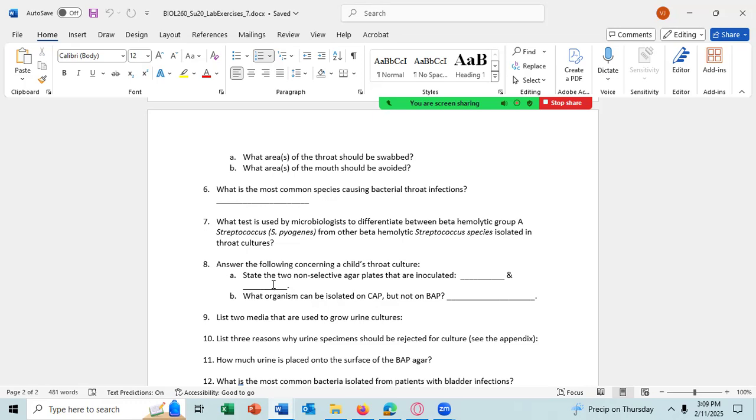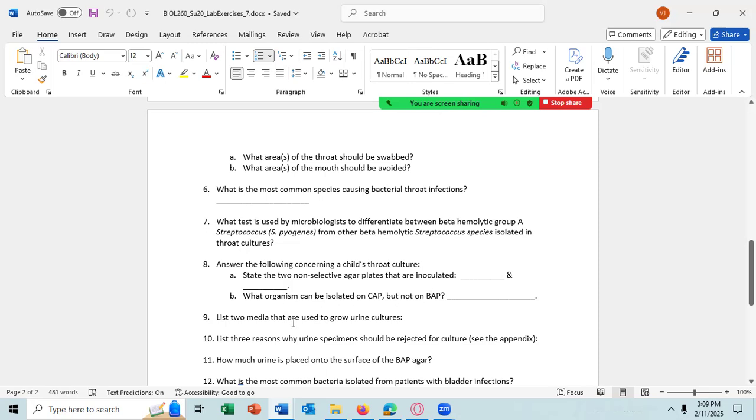Any questions about any of that? I suppose if you were to list another media and put in the additive, I'll accept that. But if you don't have the additive, you've got to list the media that's mentioned in this lab module. All right. 8b, what organism can be isolated on CAP but not on BAP?